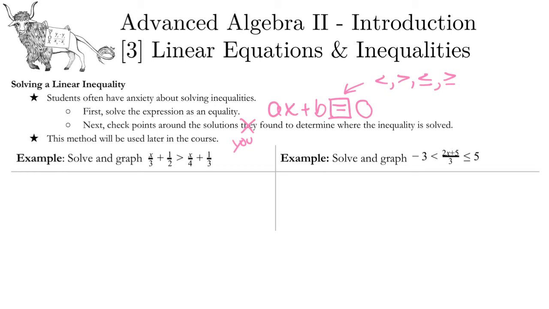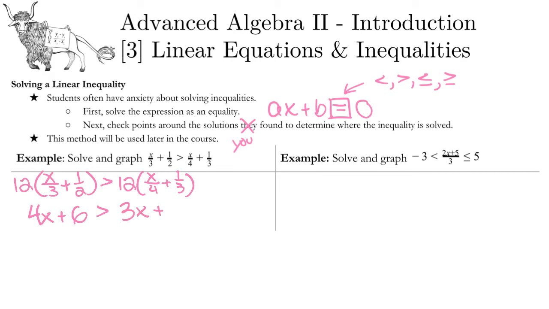While fractions are our friends, we might as well multiply by a number that gets rid of the fractions, a number that is a multiple of 2, 3, and 4 at the same time. And that number is 12. 12 times x over 3 is 4x. 12 times 1/2 is 6. That's greater than. 12 times x over 4 is 3x. And 12 times 1/3 is 4.